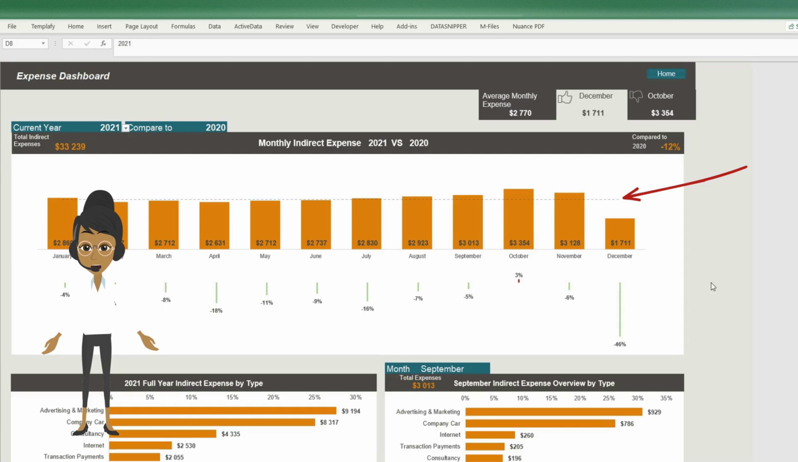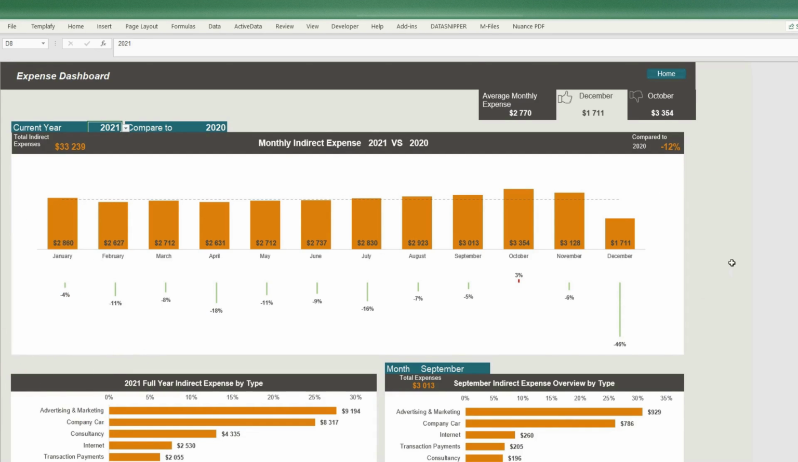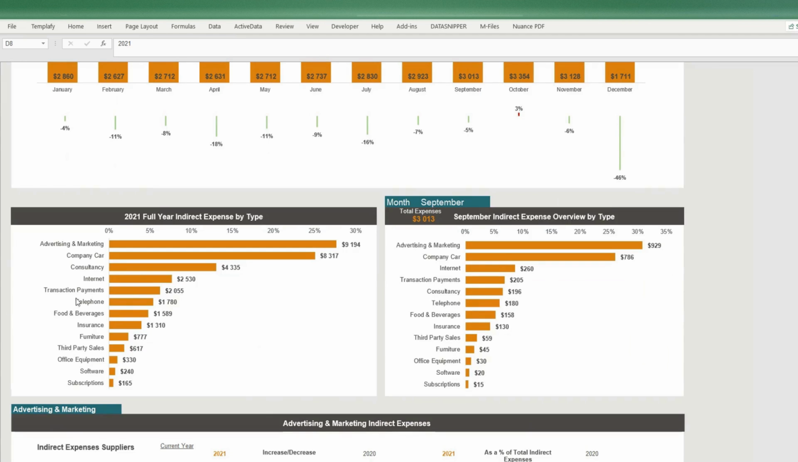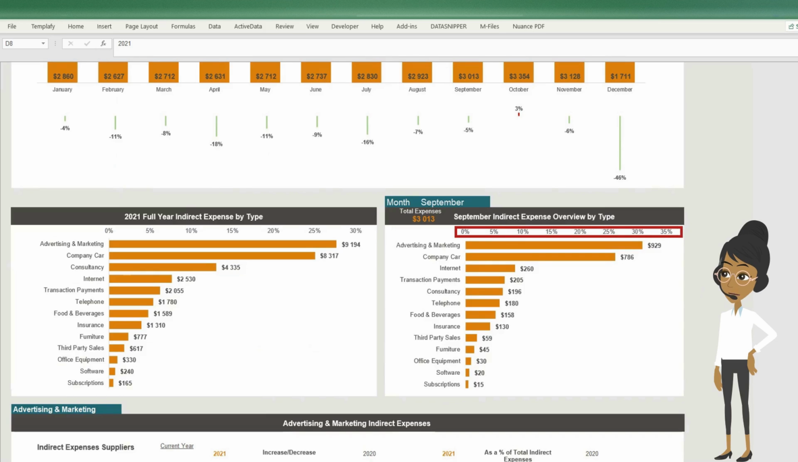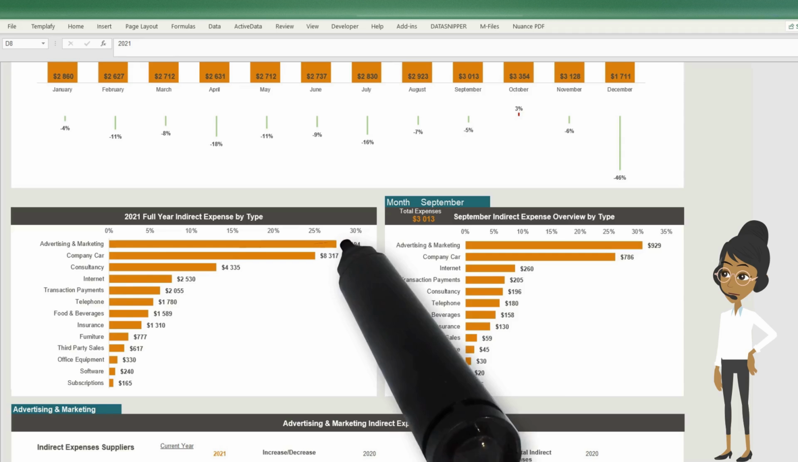You've segmented your indirect expenses into different groups in the control panel. The next two graphs represent the expenses of these groups on a yearly and monthly basis. On the top of the graph, you can see a scale with percent points. Let me illustrate how to read this by using an example.